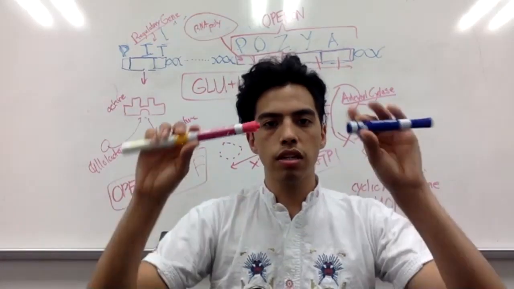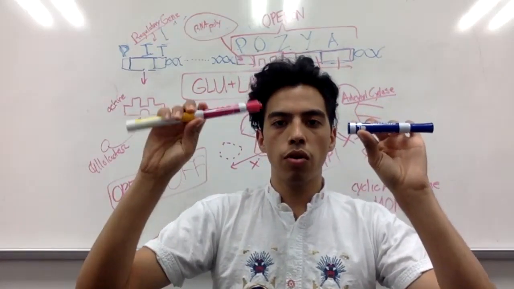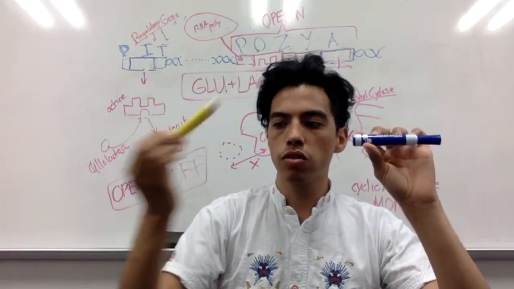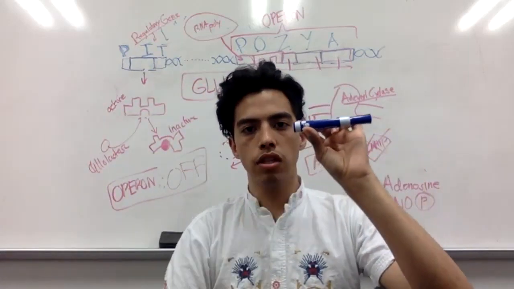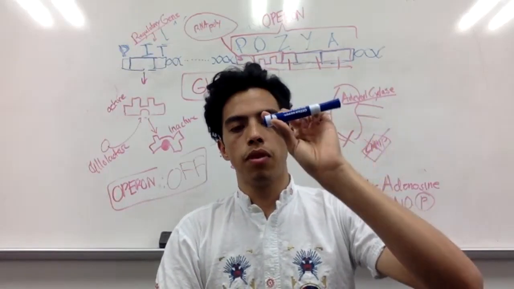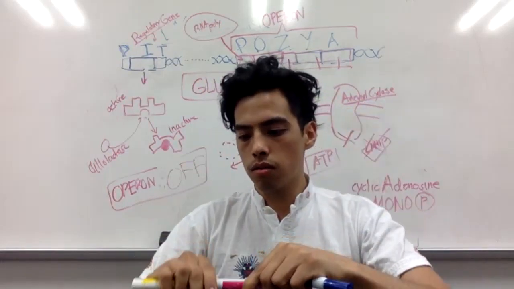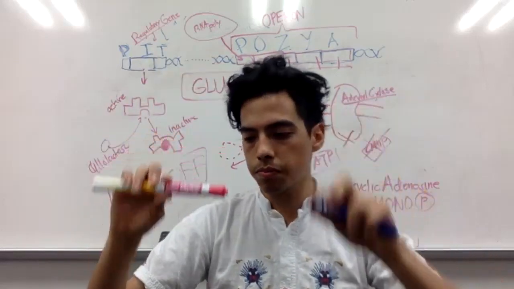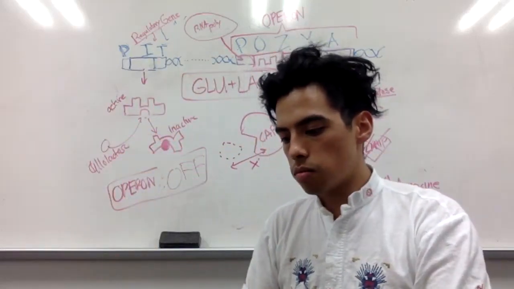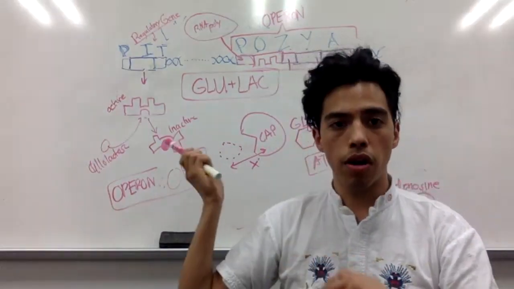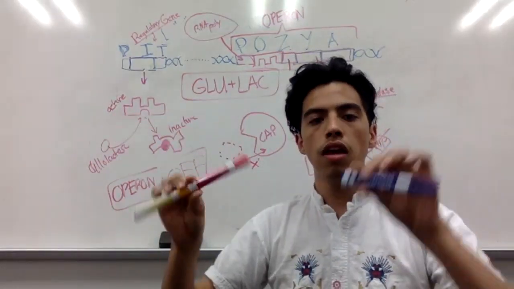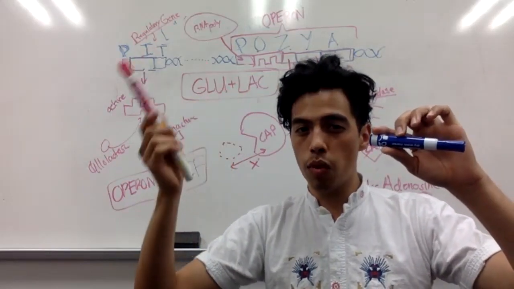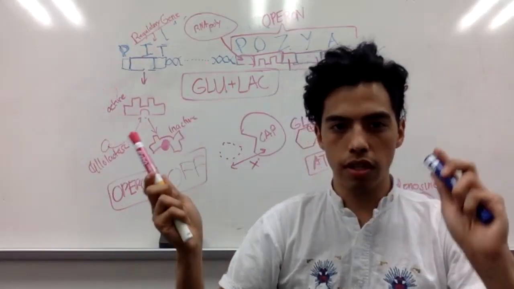But when they're both present, well, why would you go through the hard work of breaking this apart, getting rid of the lactose, and finally getting this glucose if you already have glucose in the cell? So when you have glucose and lactose, you're going to favor glucose. And that's why this operon is off, because if it was on, then you would be favoring lactose and you'd be wasting energy. And so you don't want to waste energy.